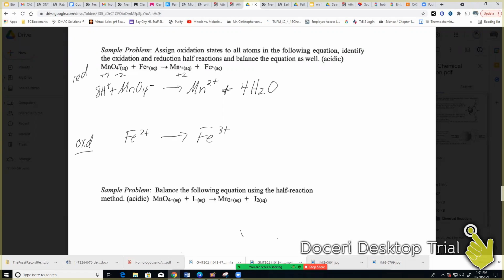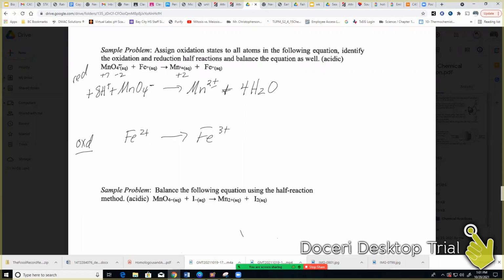So I need to put electrons on my more positive side. So that's going to be on this side, right? Because this is a +2 right now over here. I have a +7. So how many electrons do I need to add? Why do I have 6 electrons? That doesn't seem like it was going to be right. Hold on a second, people. Oh, I dropped my sign right here. Shoot. Okay, sorry.